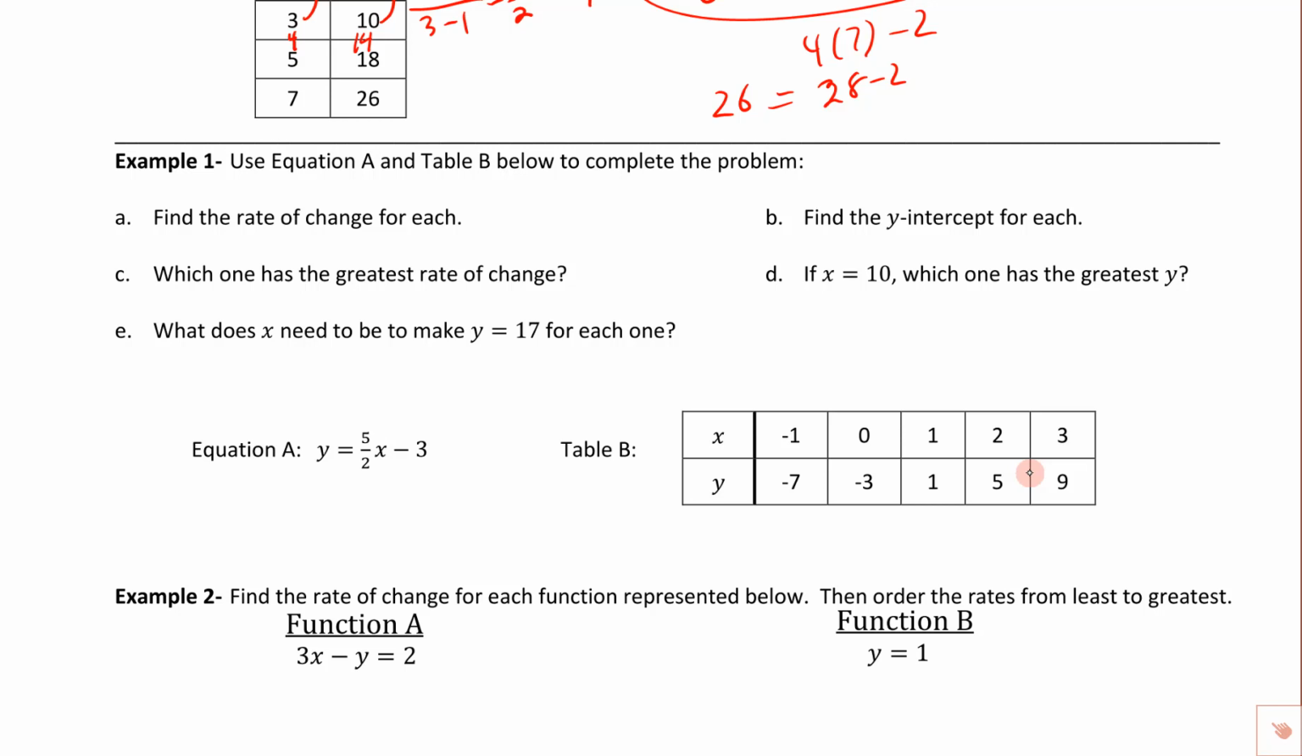On this one, the rate of change is pretty easy. Remember, when they say rate, you're going to automatically think slope. So the slope on this one is 5/2. Okay, so we've got that one taken care of. That's for A. And I'm going to do B in blue here.